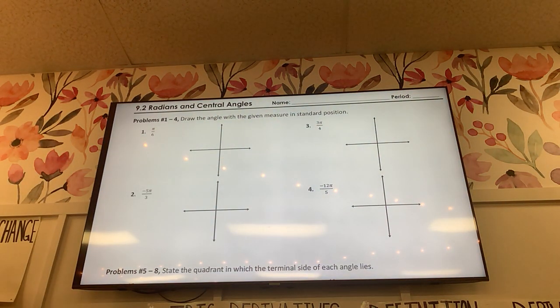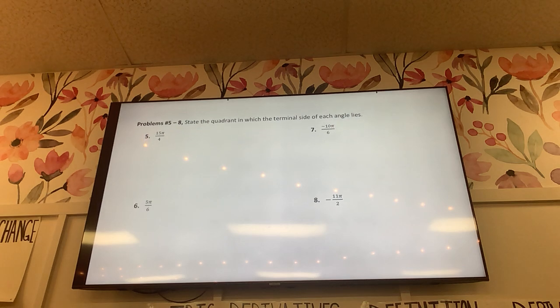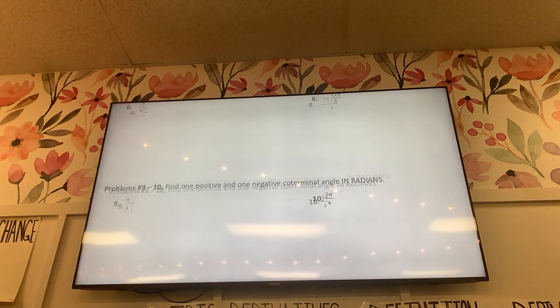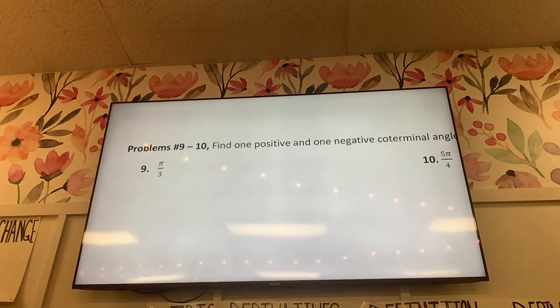On problems 1 through 4, you're just drawing the angle. We're not going to do reference angles with radians, so you just are drawing what quadrant it is in. And then on 5 and 8, you are going to state the quadrant that it's in. So if you have to sketch it out, sketch it out. All right, you get a little bit more complicated with your fractions here. We didn't talk about finding a positive and a negative coterminal angle, so let's talk about number 9.